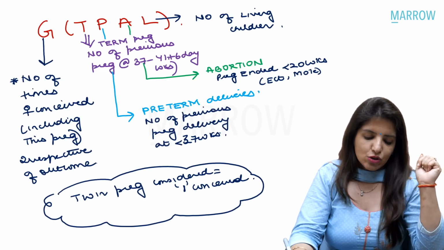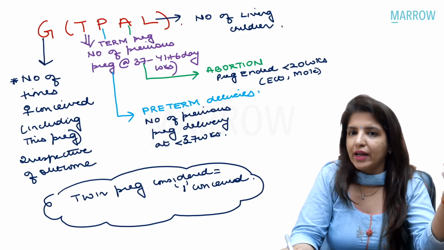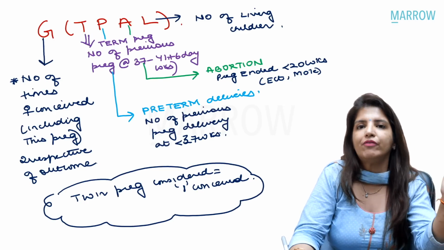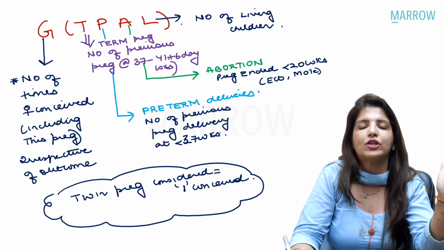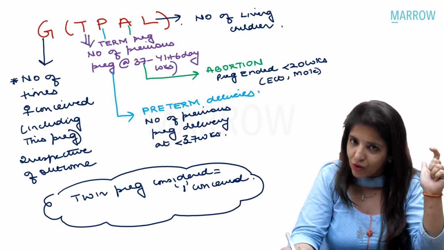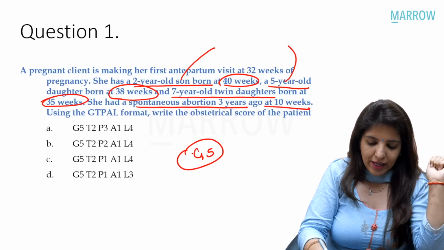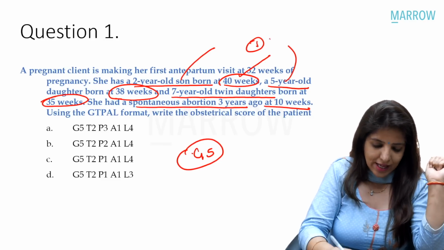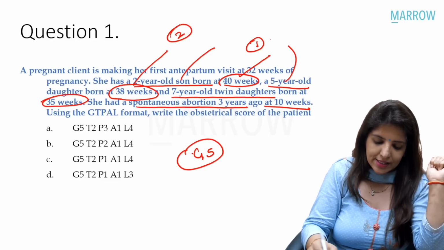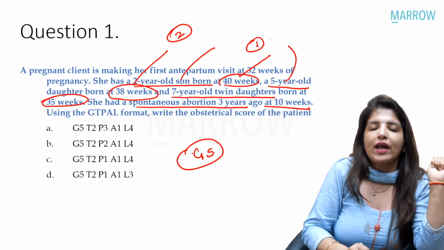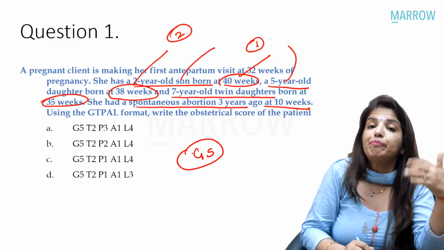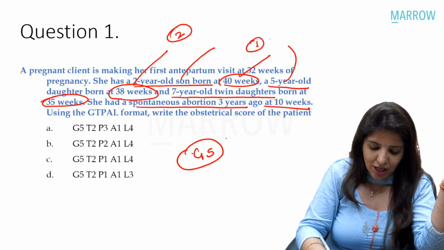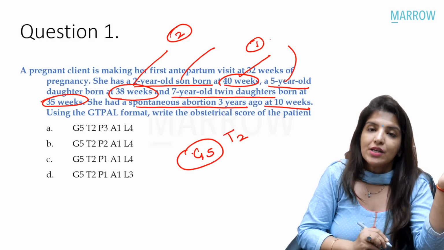Then T stands for the number of term pregnancies, and term pregnancies are defined as any pregnancy where delivery is happening between 37 weeks to 41 weeks plus 6 days, right? So, number of term pregnancies are now this one pregnancy which was 40 weeks, then 38 weeks, 2 pregnancies. The twin daughters were born at 35 weeks, and 35 weeks is a preterm pregnancy. It's not a term pregnancy, right? So, she is G5, term pregnancies is 2.